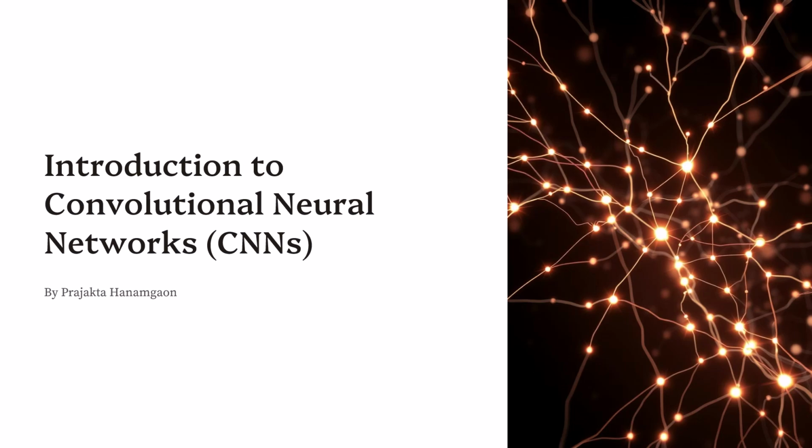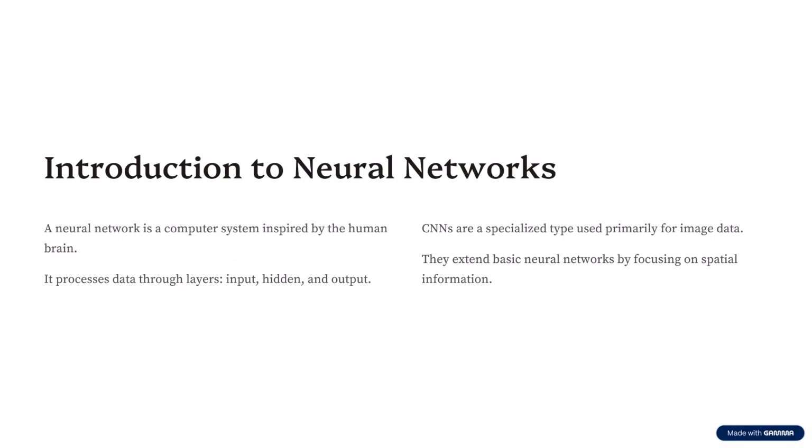So, today I am going to explain Introduction to Convolutional Neural Network. So, first we understand Introduction to Neural Networks. A neural network is a type of computer system inspired by the way the human brain works. It is made up of layers of nodes called neurons, which are connected to each other. Each neuron receives input, processes it, and passes the result to the next layer.